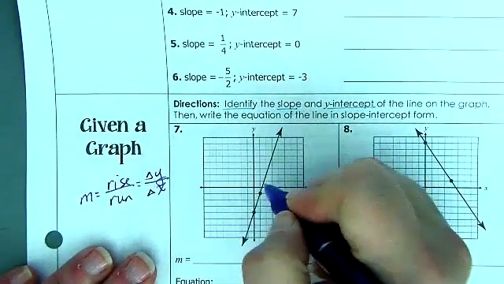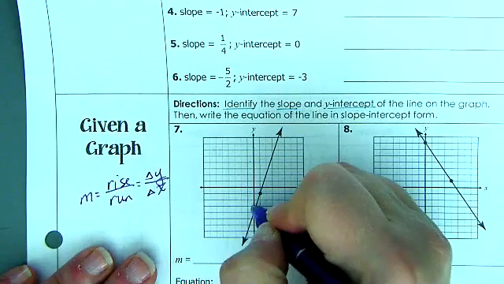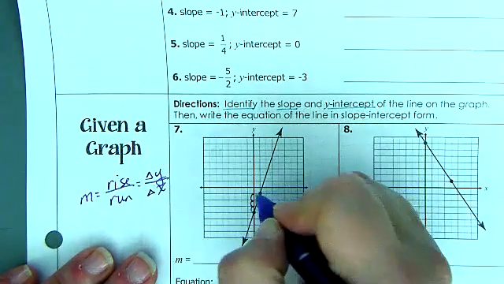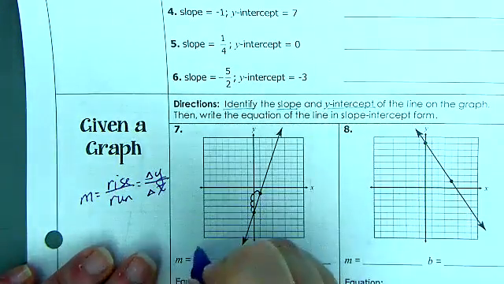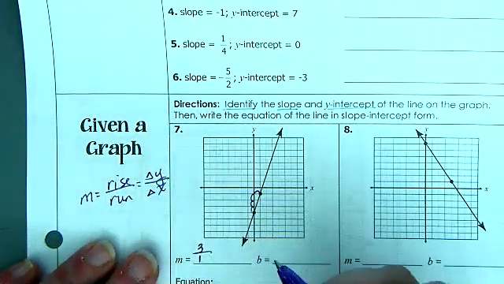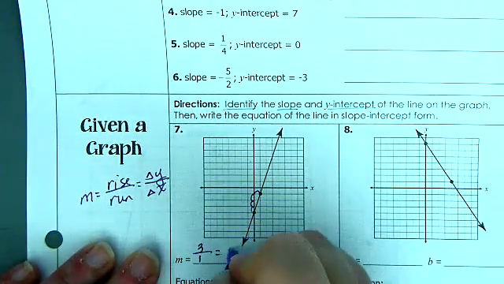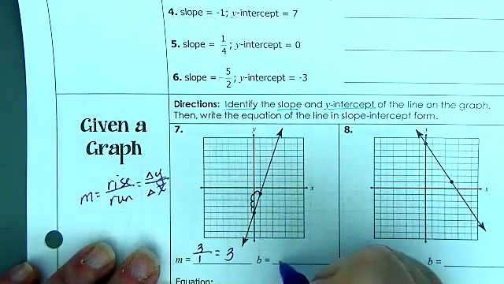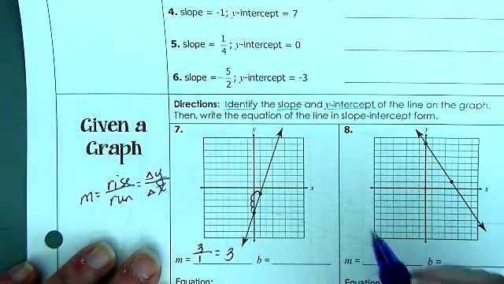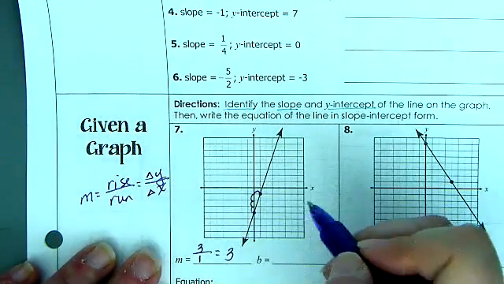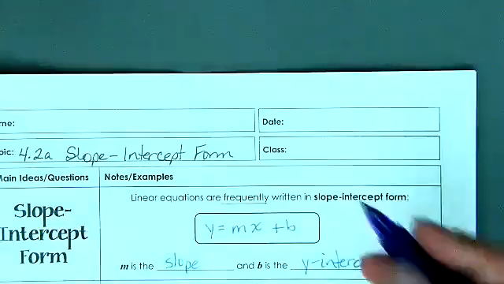I think it's easier to just count. So I've got 1, 2, 3 is my rise, 1 is my run. So I'm going to have 3 over 1, which equals 3. And then the b is where it crosses the y-axis.